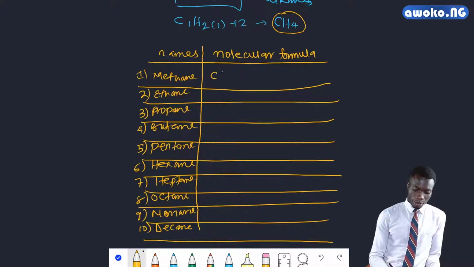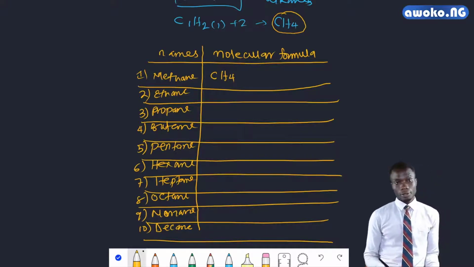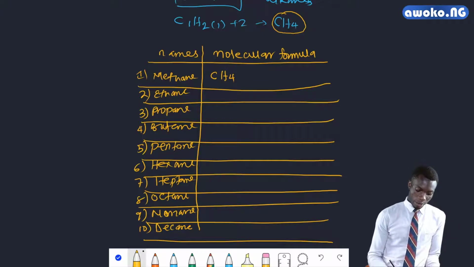So you have CH4 as the molecular formula for methane. Now, the second member of the alkane series is CH3, CH2, CH3 again. Of course, if you put in 2 here, you get C2. So this is our first carbon, this is the second carbon. If you put in 2 here, you get 2 times 2, 4, plus 2, which is 6.